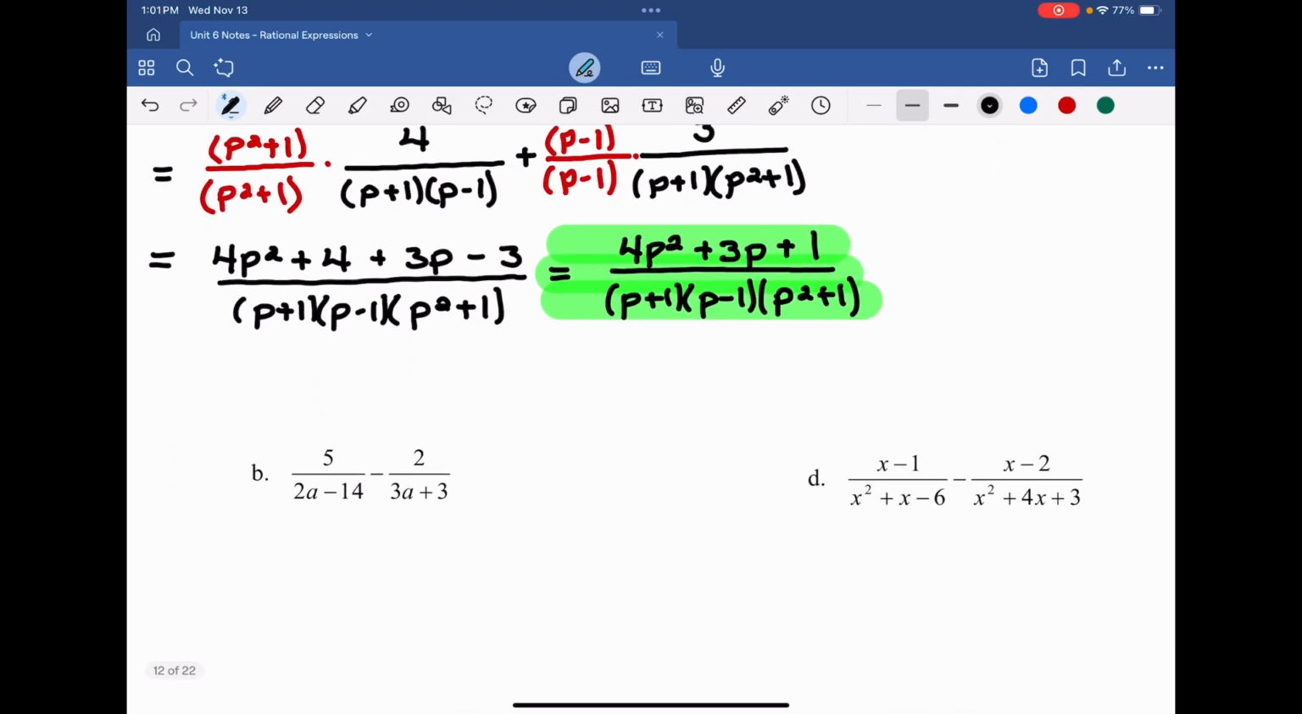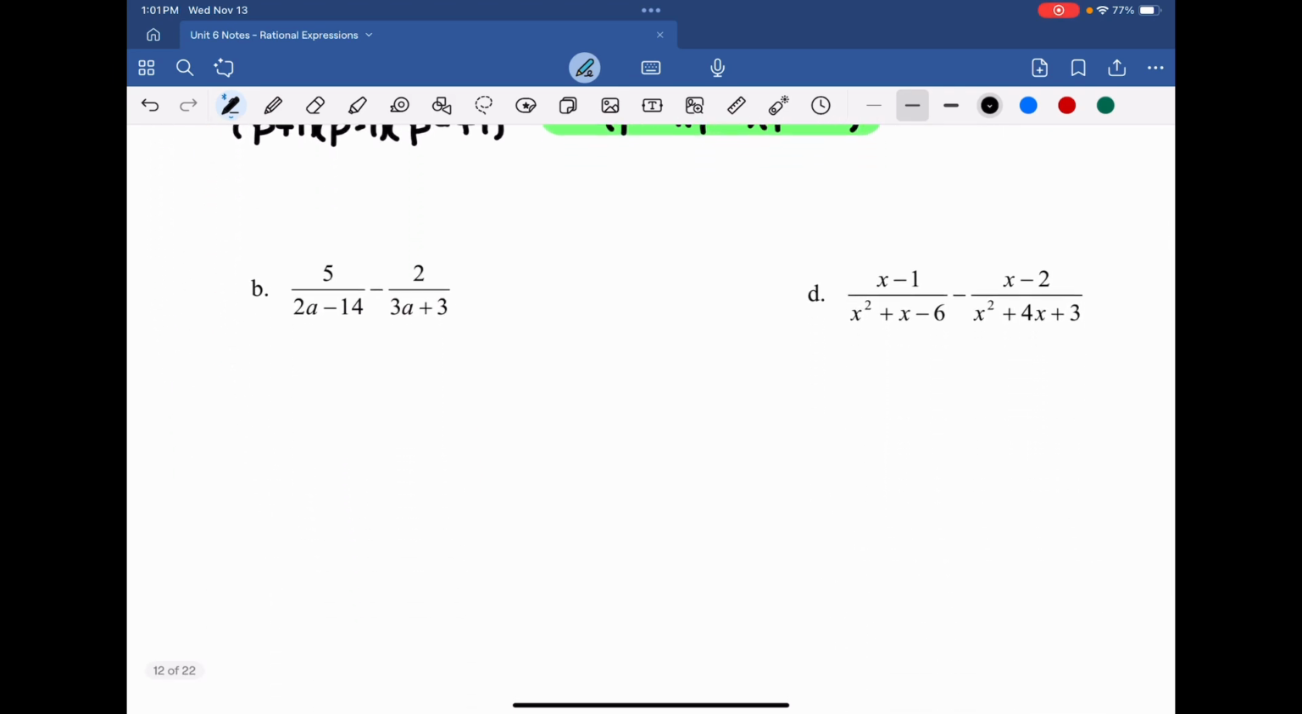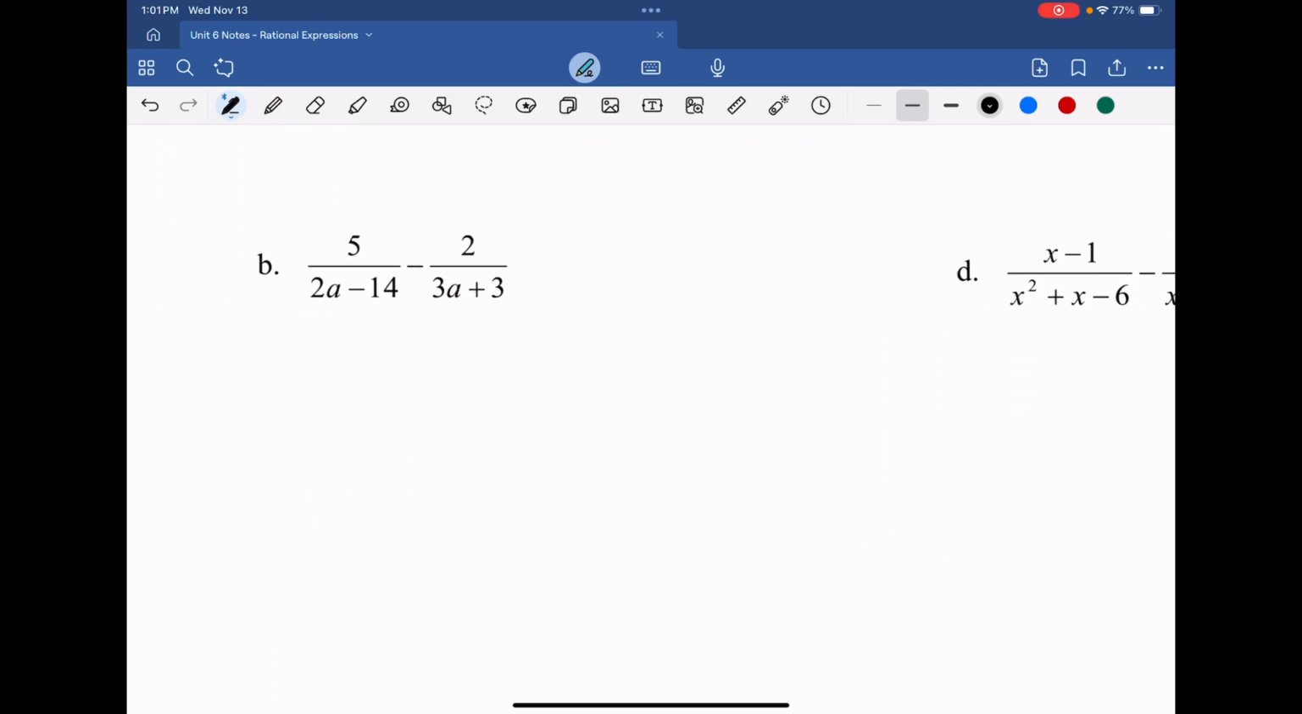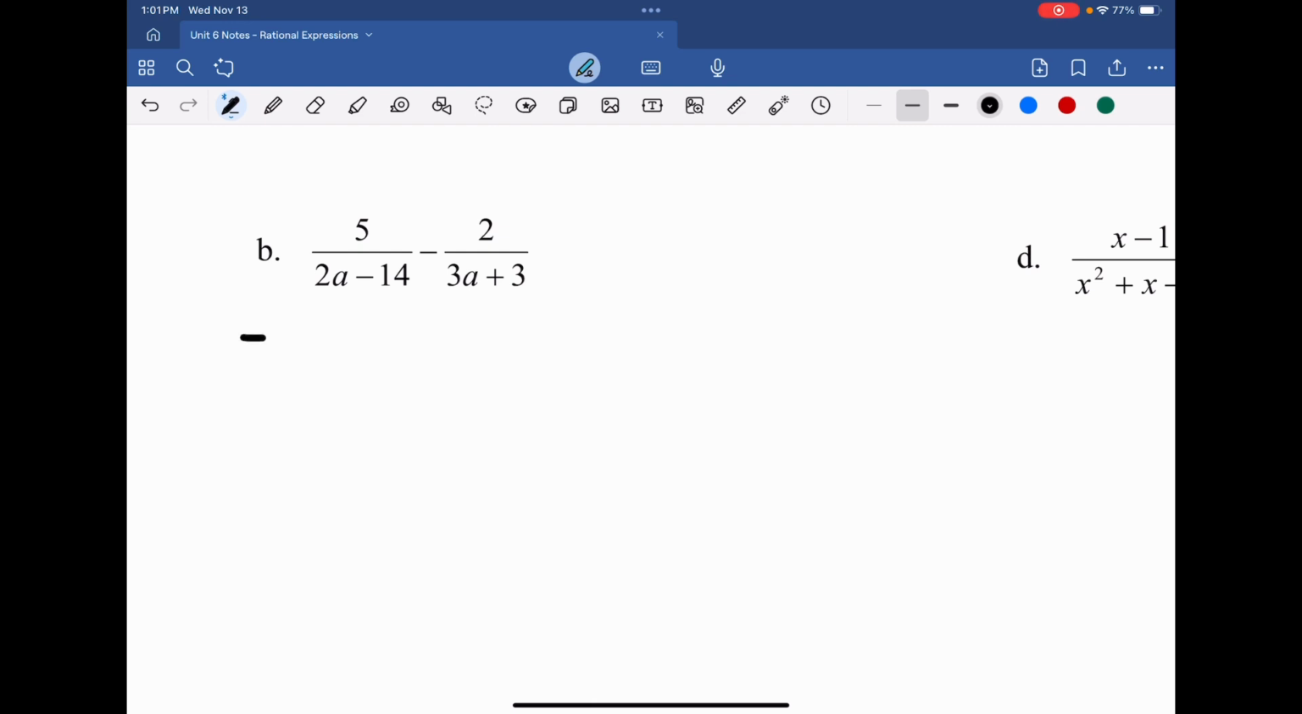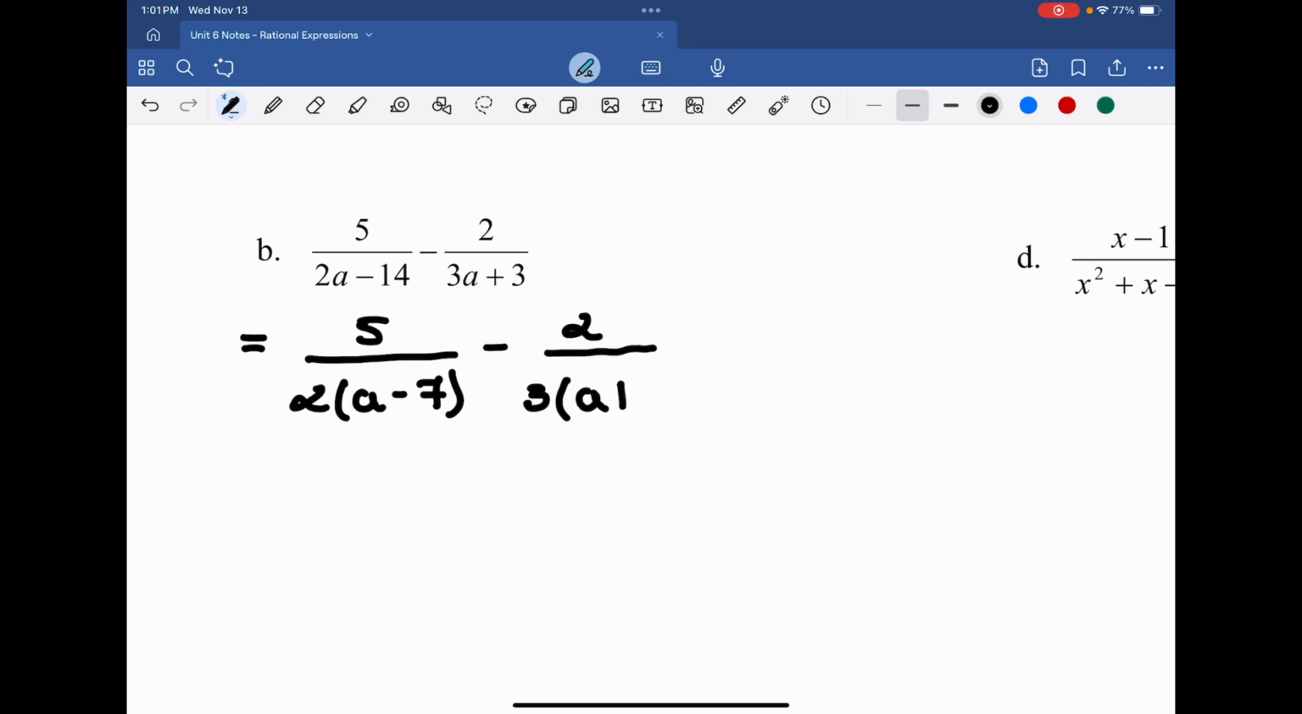Okay, let's move on to part B, which is very similar, maybe a little bit easier because the factored form is slightly easier. Right away, we're going to factor this thing. So we're going to go is equal to, in the denominator, I'm going to factor this to be 2 on the outside and a minus 7 because I can divide both terms by 2. Then I'm going to go minus 2 over 3a plus 3. Well, I can take out a 3 and leave this with a plus 1.